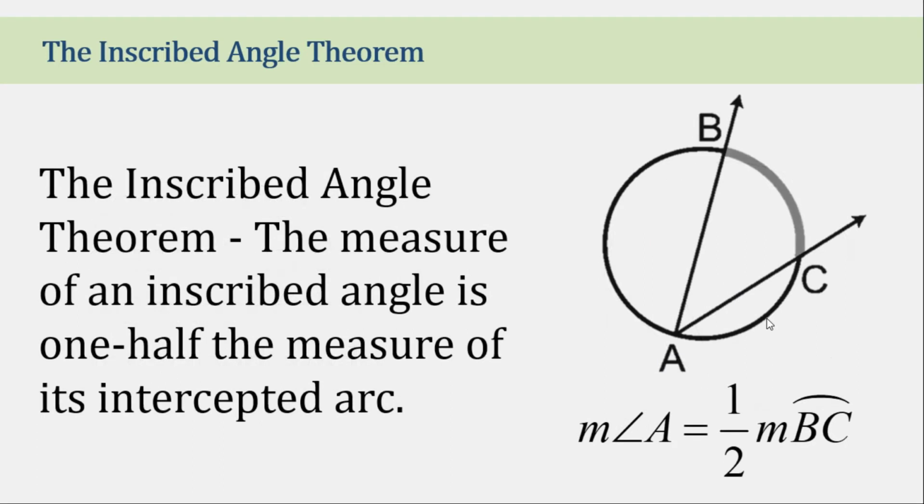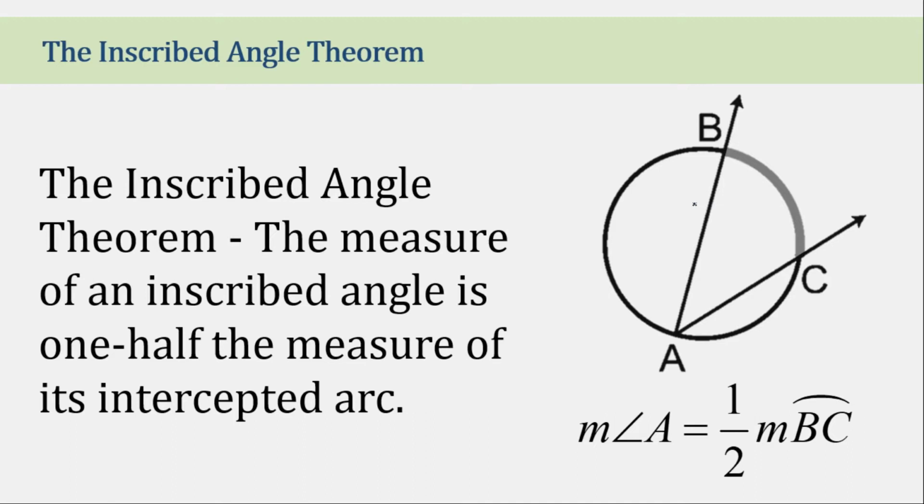Now, by theorem, the inscribed angle theorem states that the measure of an inscribed angle, which is this, is equivalent to one half of the measure of the intercepted arc. Meaning in this illustration, the measure of angle BAC, this is angle A, is equivalent to one half of the measure of arc BC. So if this is 40 degrees, then one half of 40 is the measurement of this angle, 20 degrees. Again, this is a theorem and we need to prove this.